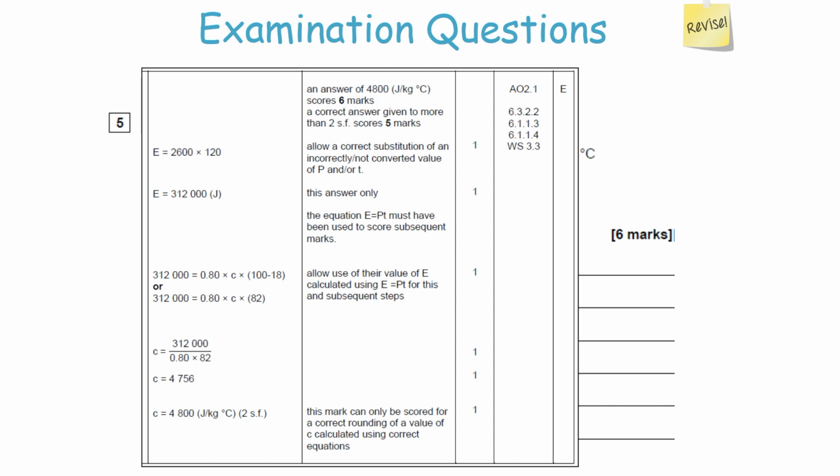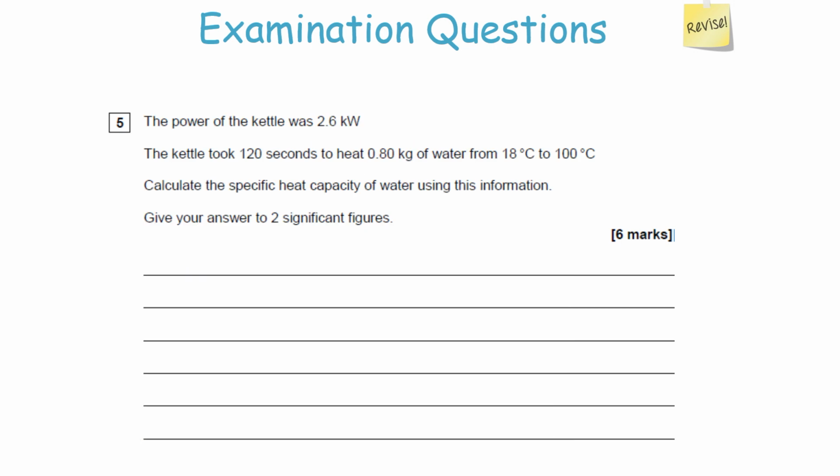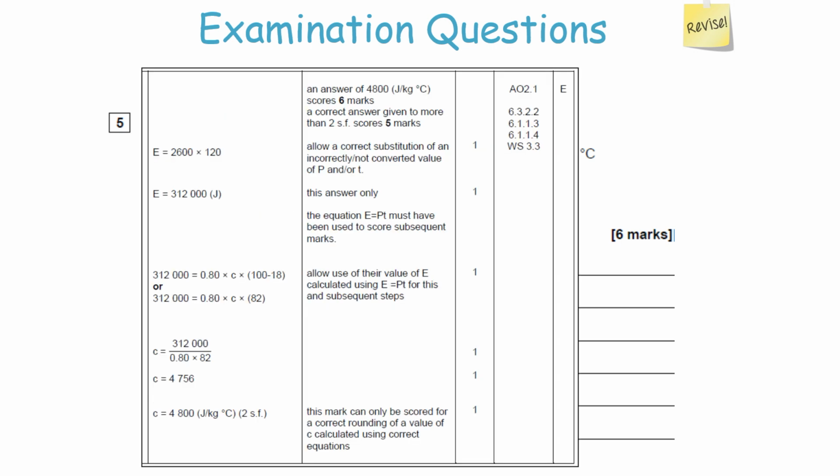So you get 4,756. Now, the question states they give the answer to two significant figures. So that becomes 4,800 joules per kilogram degrees Celsius. Now remember, 4,756 rounds to 4,800, two sig figs, because 4 and 8 are the sig figs there, that's 2. So we can say it rounds up because it's a 5 there, and a 5 will always round to the next value up from it.